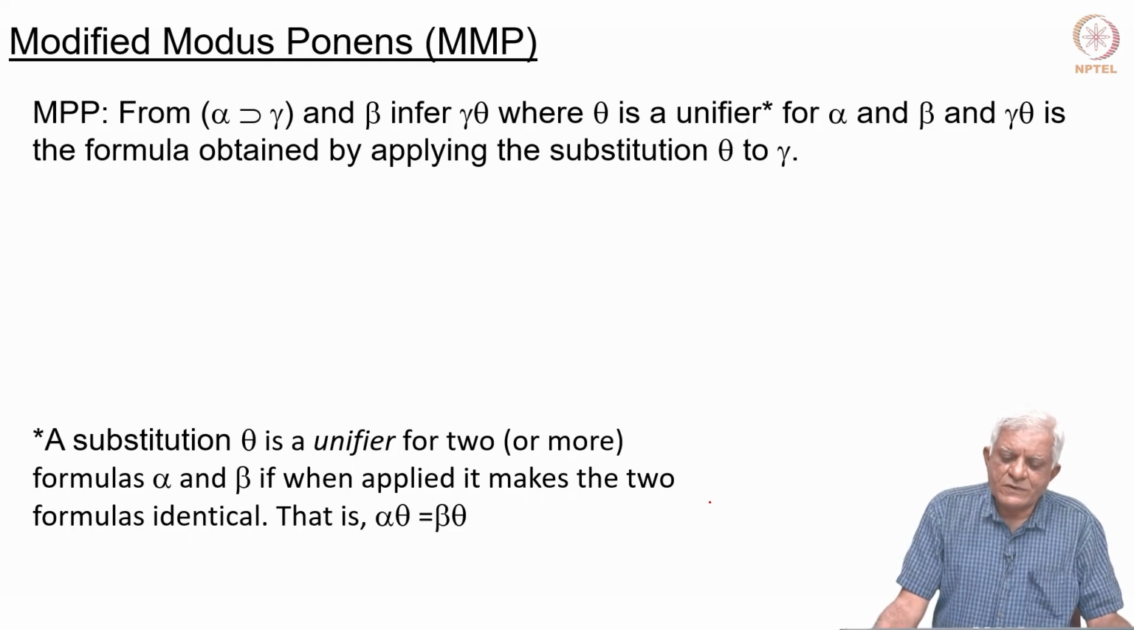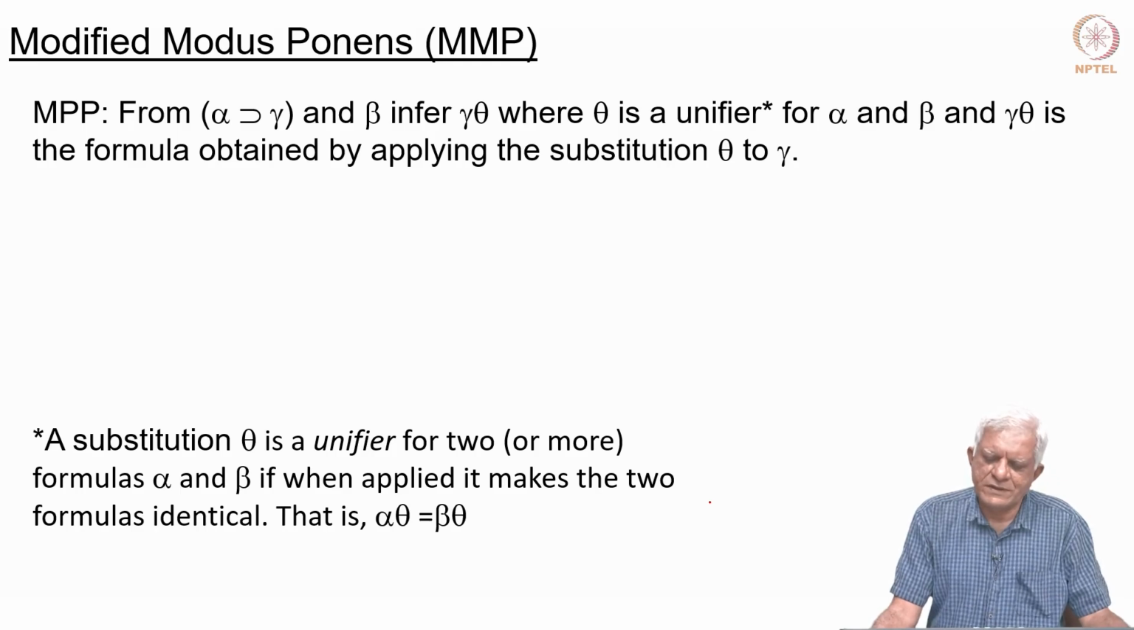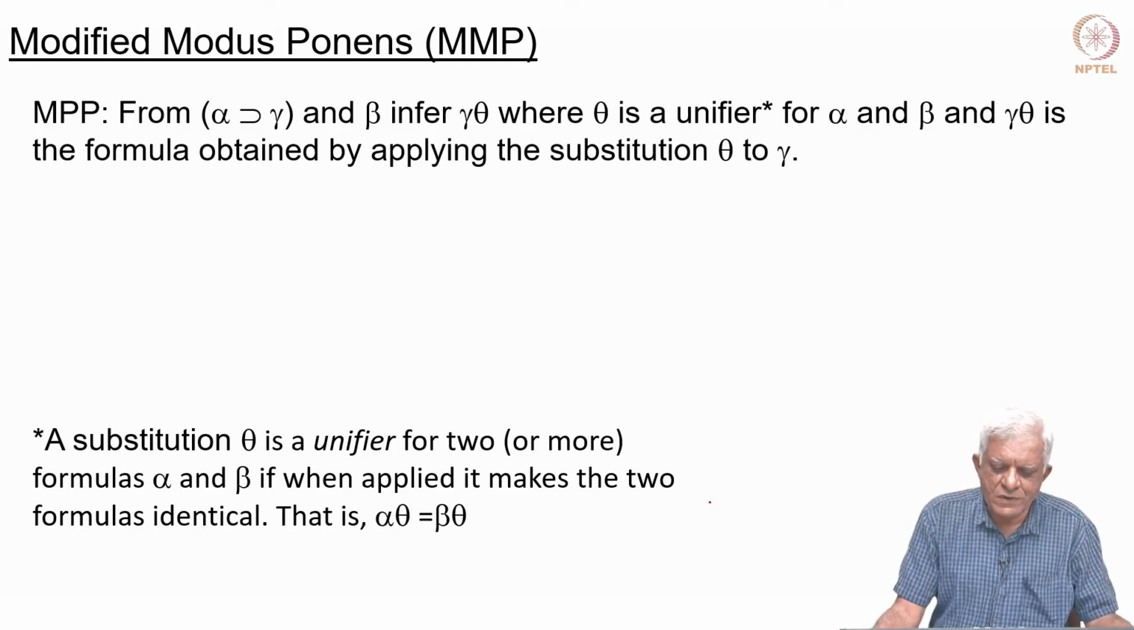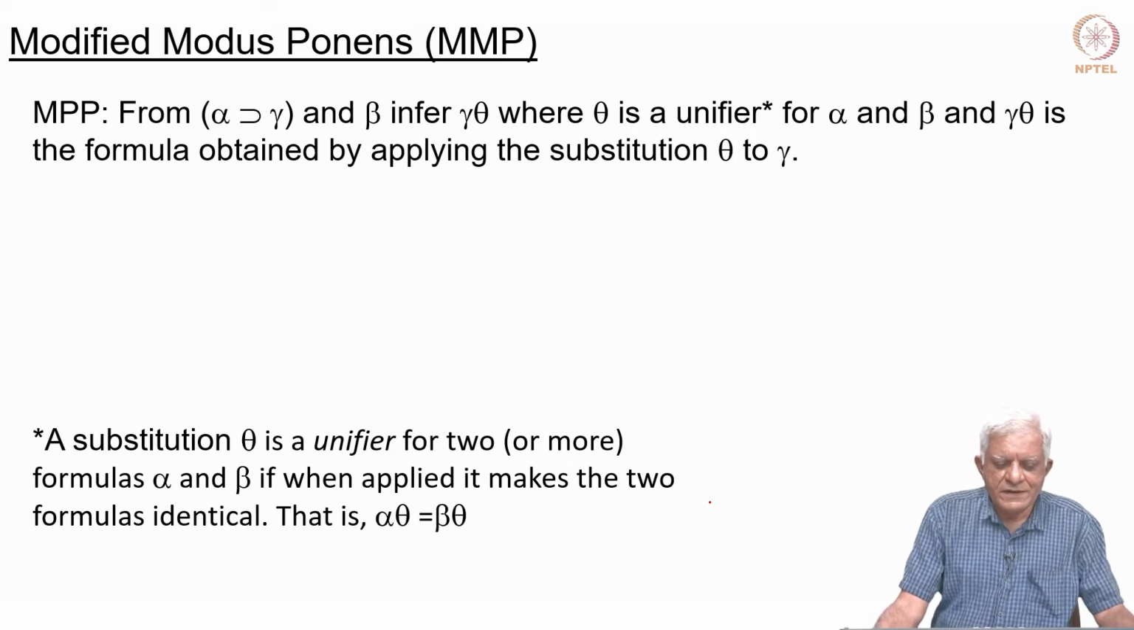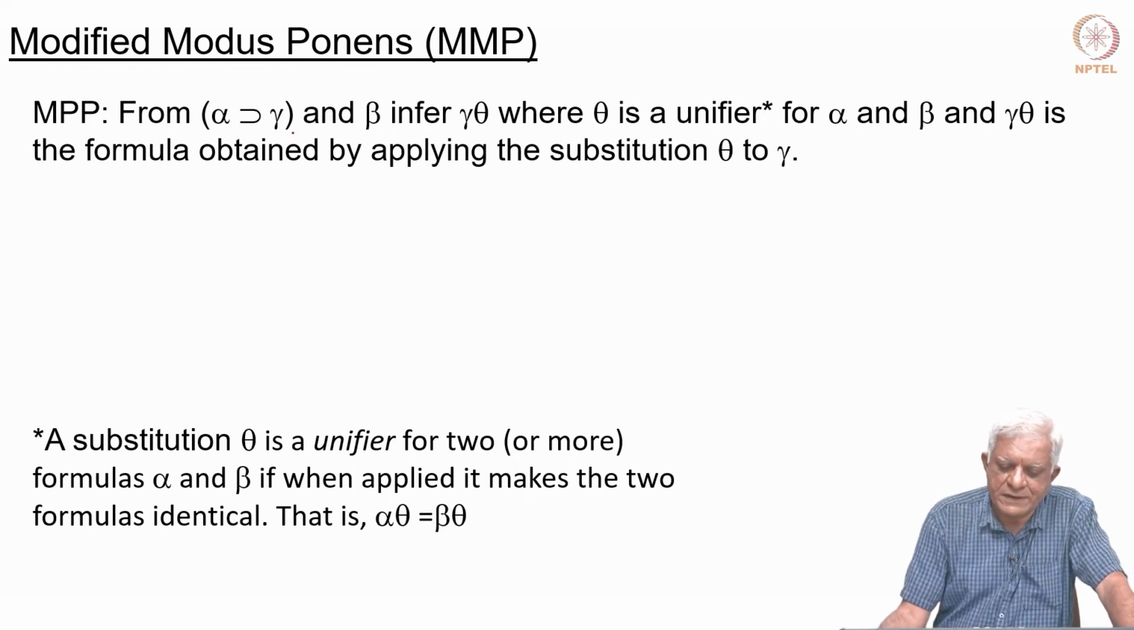So, now we want to do away with this universal instantiation step, and what we do is we introduce this rule called modified modus ponens essentially. What does this say? It says that from alpha implies gamma and from beta, you infer gamma theta.